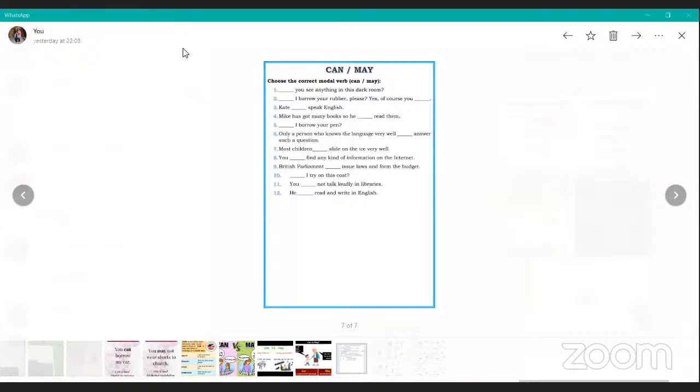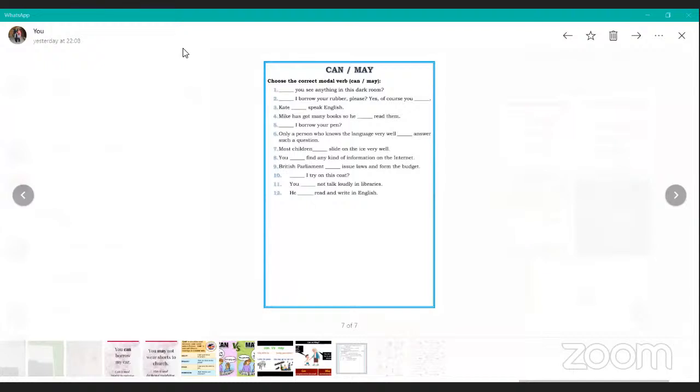Number 7, most children blank slide on the ice very well. Number 8, you blank find any kind of information on the internet. Number 9, British Parliament blank issue laws and form the budget. Number 10, blank I try on this coat? That's a question. Now, my dear children, when you read something, you have to be very careful about the punctuation marks. Be attentive on those things.